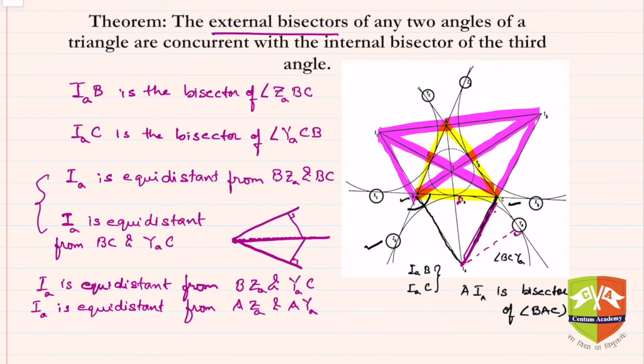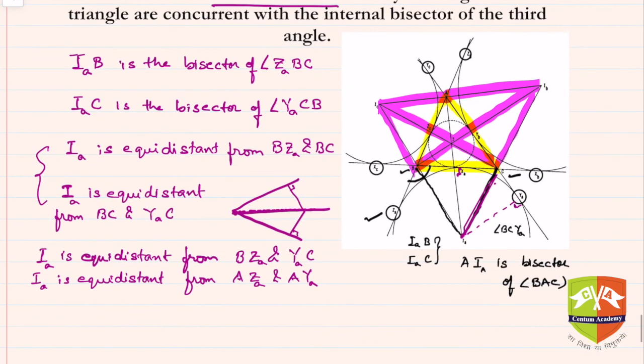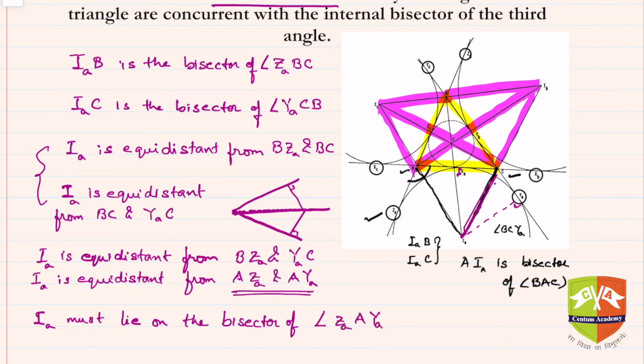Because BZA is nothing but extended AB, and AYA is extended AC. Now from this, what can we say? So IA is equidistant from BZA and YAC, or IA is equidistant from AZA and AYA. If you see clearly, that means IA must lie on the bisector of angle ZAAYA, isn't it?